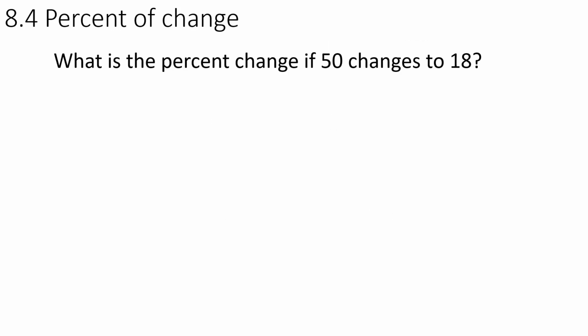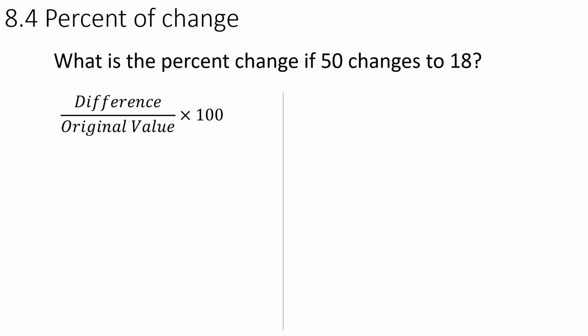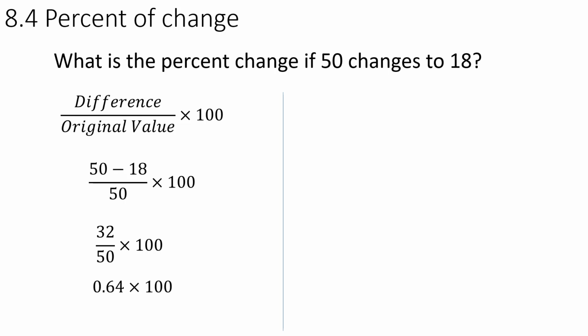What is the percent change if 50 changes to 18? So this is a percent decrease. This is like maybe something was costing $50, now it costs $18. What is that percent discount? So one way to do it is to do difference over original times 100. 50 minus 18 is 32. 32 over 50. You get 64% decrease. That's a 64% decrease.